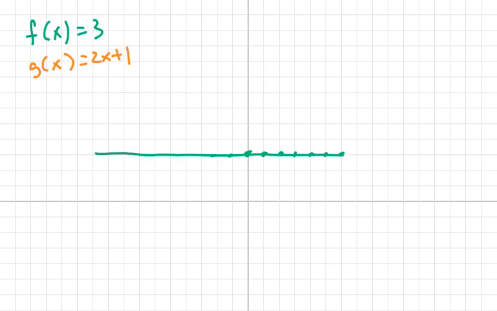So the first one was f of x equals 3, and the second one is g of x equals 2x plus 1. So how do we graph f of x equals 3, or y equals 3? Well, remember, y equals 3 is nothing more than a horizontal line. Okay, that last bit did not come out nice.